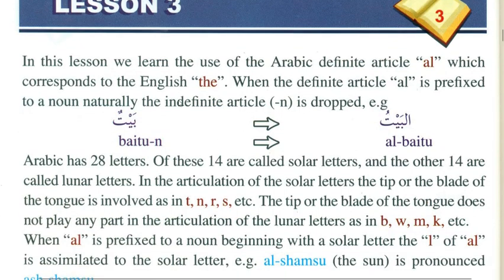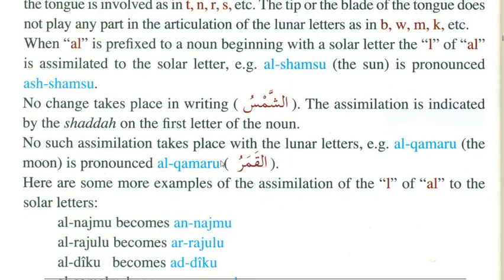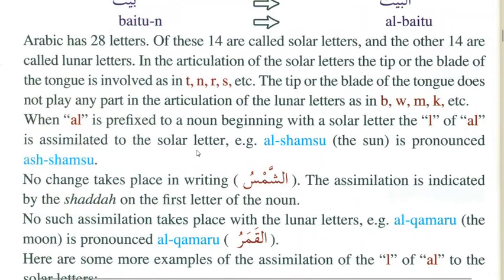Then the second thing that you are going to learn in this chapter is about haruful qamariya and haruful shamsiya. In Arabic we have 28 letters in total, 28 alphabets. We divide them into two categories. 14 are called haruf shamsiya, solar letters, and the other 14 are called haruful qamariya, lunar letters.